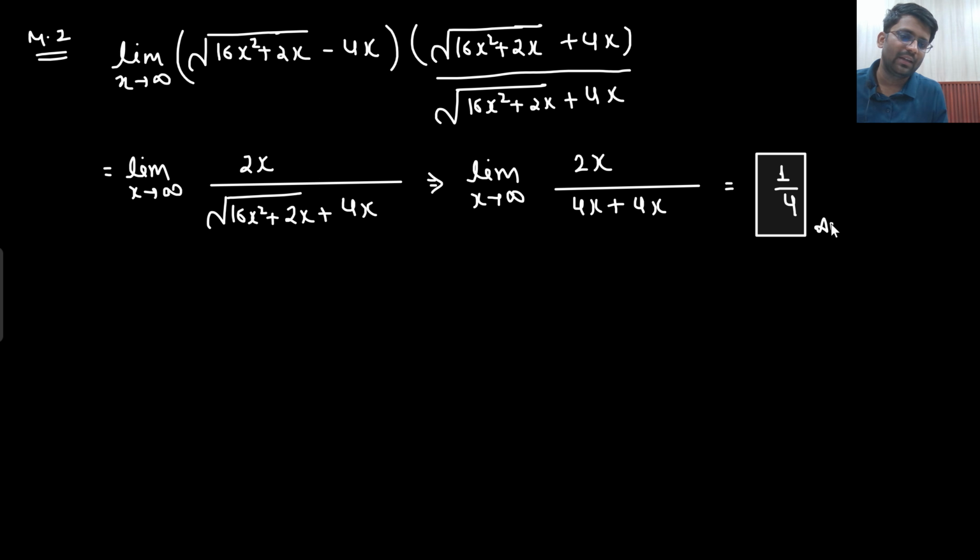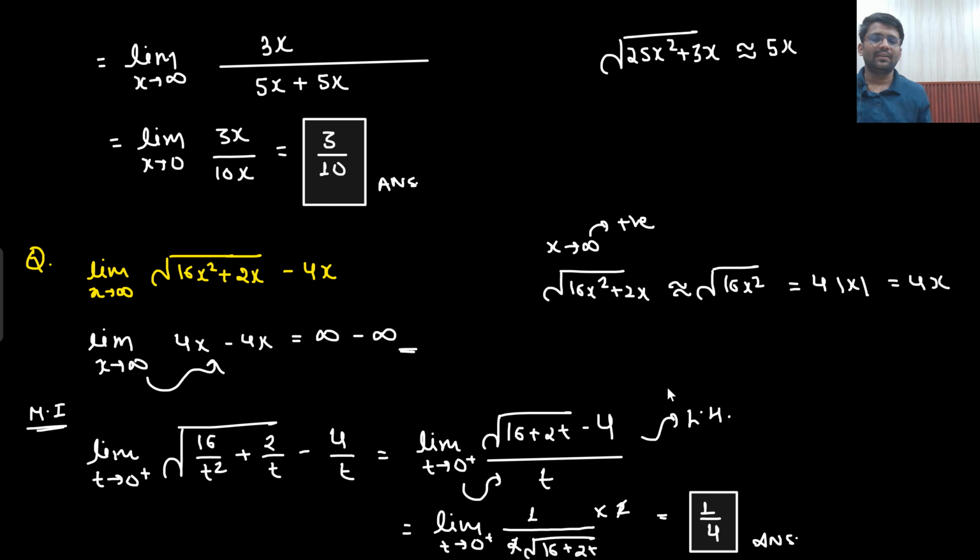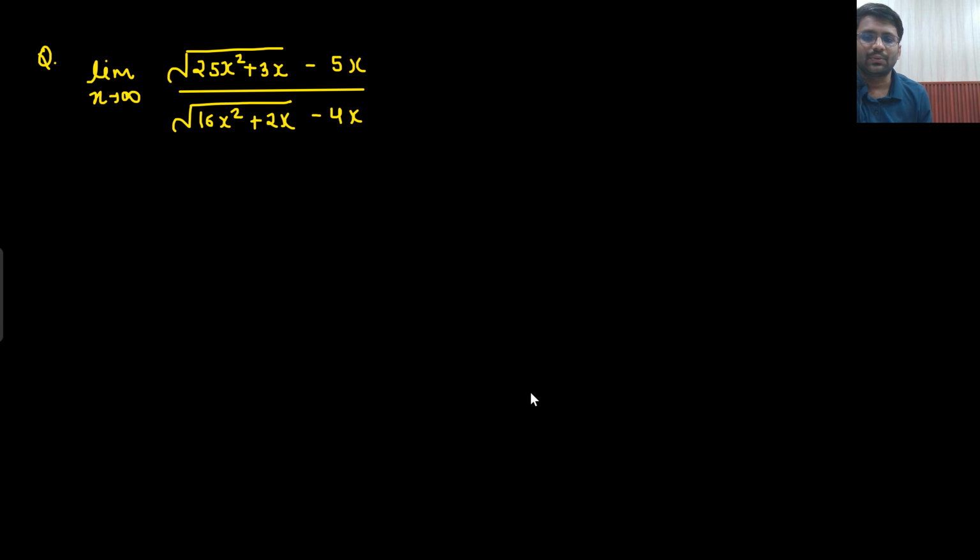So two methods are there. Any method you want to apply, you can apply. Understandable? Okay, let's do next question, this question. Try it on your own. What you will think, sir? Okay, x tending to infinity, sir.